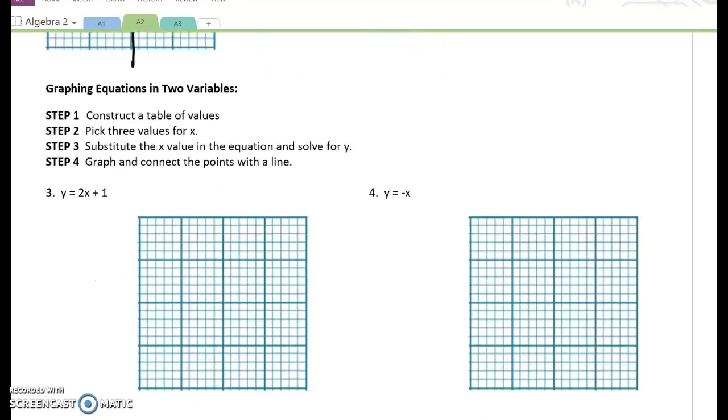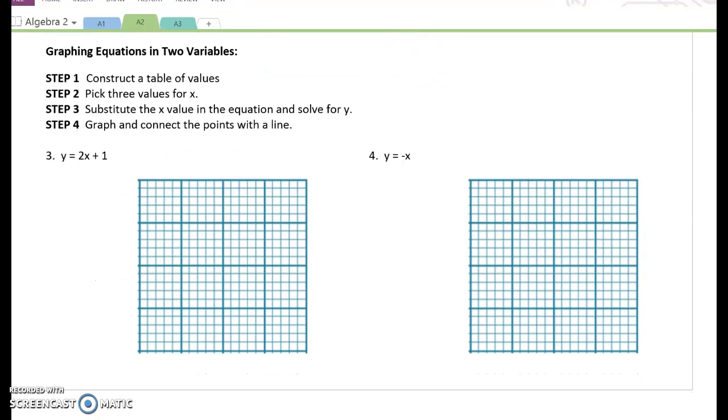Okay, graphing equations in 2 variables. Hopefully this is a super easy review. I do want to remind you that when in doubt, you can always graph using a table of values. Pick a couple of x values. You can pick whatever you want. I like -2, 0, and 2. And plug those x values in to get the corresponding y values. So if we plug in -2, 2 times -2 is -4, -4 plus 1 is -3. Plug in 0, we would get 1. Plug in 2, we'd get 5.